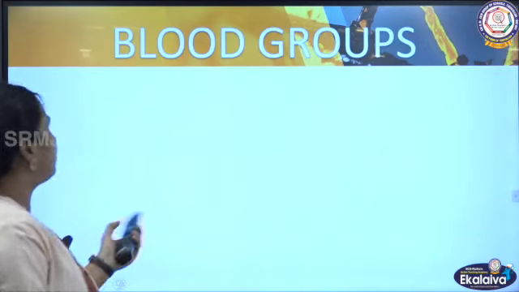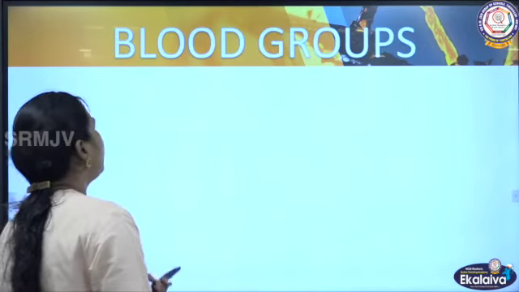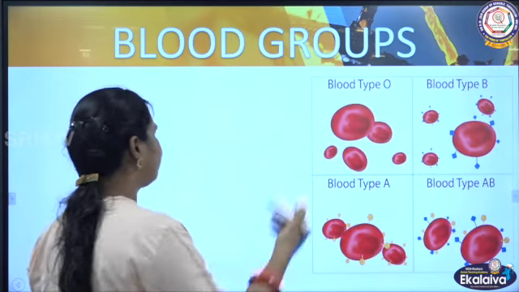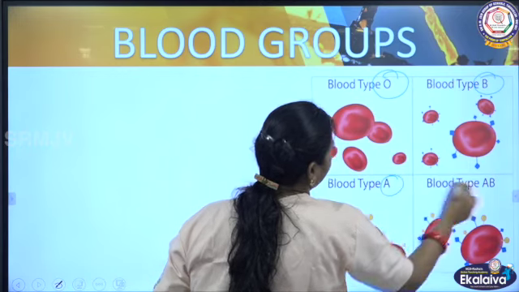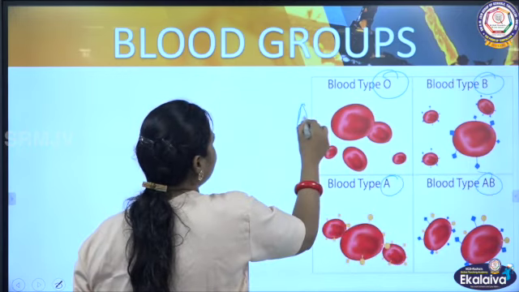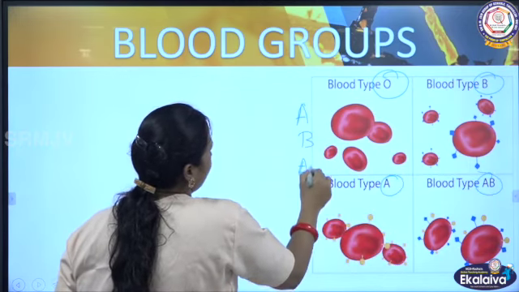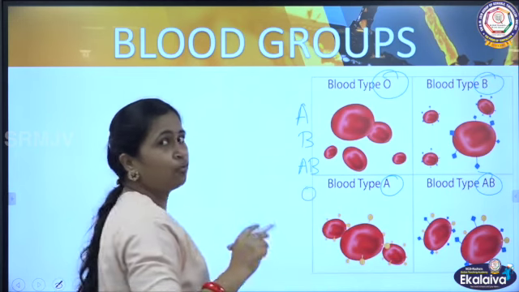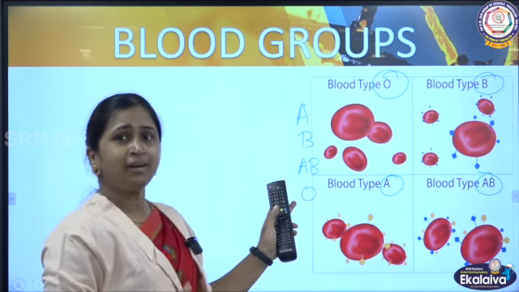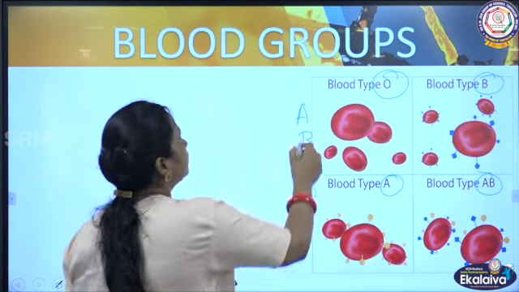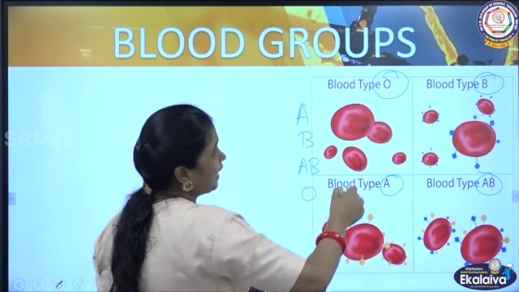So we are going to learn about blood groups. So what are the different types of blood groups? We all know O, B, A, AB. If you want to write in a sequence A, B, and O, we have 4 different types of blood groups. Okay, and this one was discovered by Landsteiner. How we are giving this O, B, A and AB?